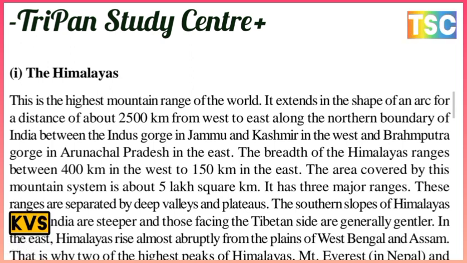The area covered by this mountain system is about 5 lakh square kilometers. It has three major ranges, and these ranges are separated by deep valleys and plateaus. The southern slope of the Himalayas facing India is steeper, and that facing the Tibetan side is generally gentler.